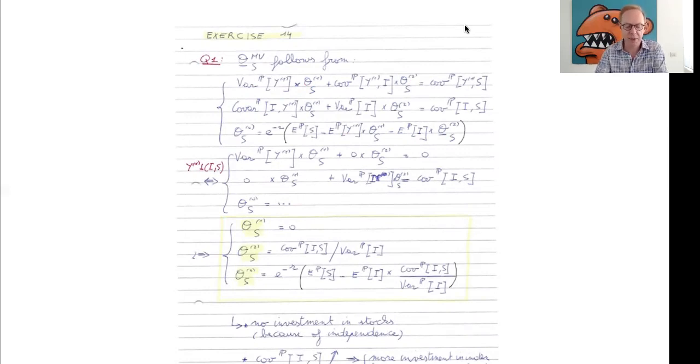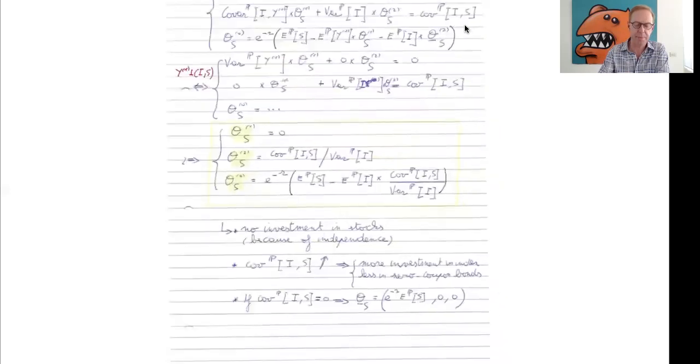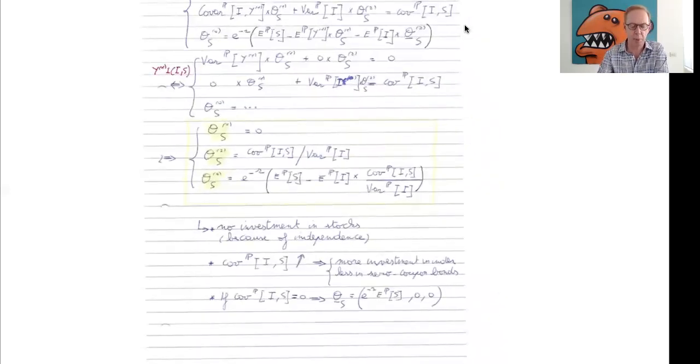Our mean variance hedge consists of buying no stocks. This is the number of units of the index that you buy, and this is the number of zero coupon bonds that you buy. If we have a closer look at this solution, we can say the following. There is no investment in the stock, whatever happens. Why is that? It is because of independence. We have assumed that the stock is completely independent of survival. So therefore, an optimal mean variance hedge will not invest in stocks.